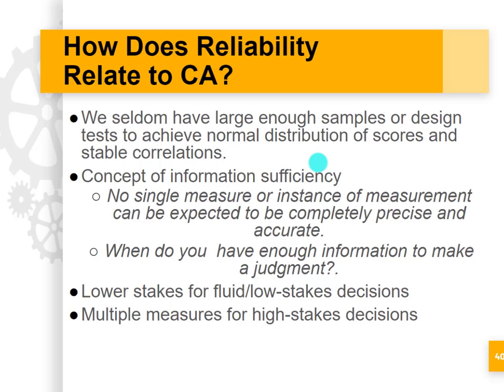But if you're looking for high stakes decisions, things like whether a student will be placed in some sort of special course, whether they'll be given some sort of special service, perhaps grading, pass-fail type of decisions, then you want to at least look for multiple measures. You're looking for more reliability in those situations.